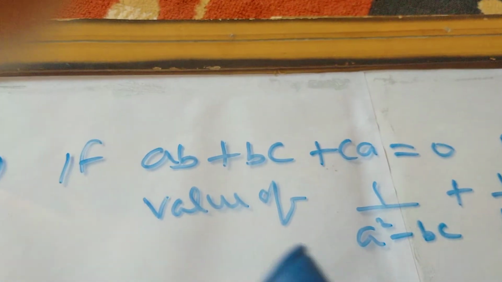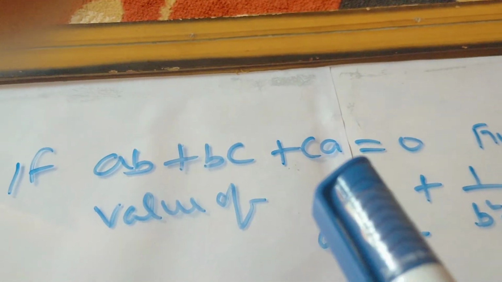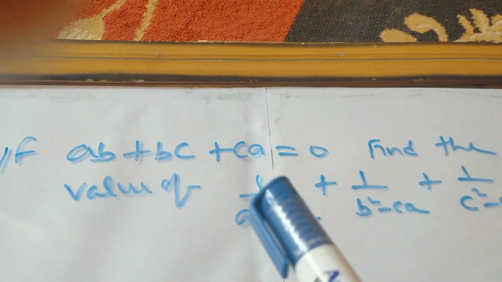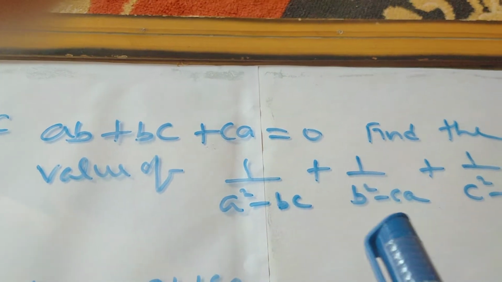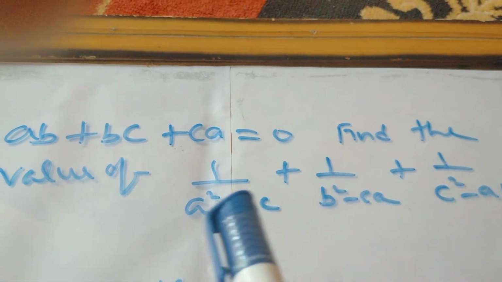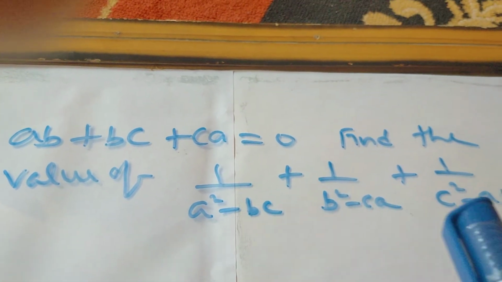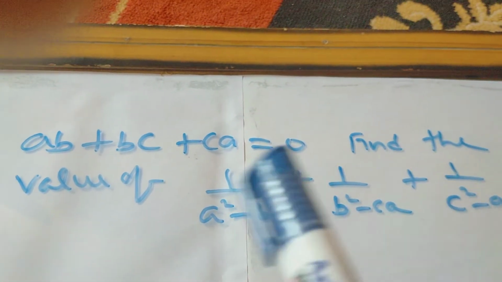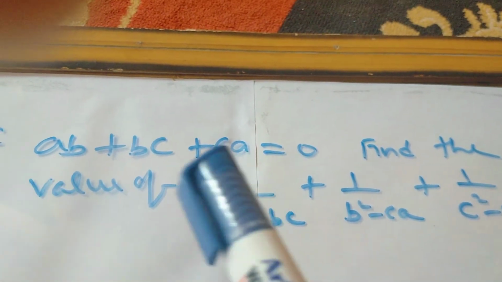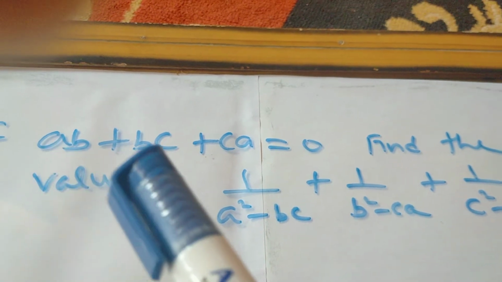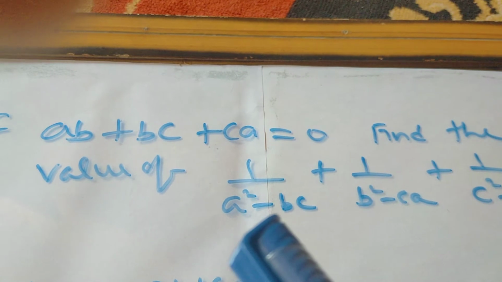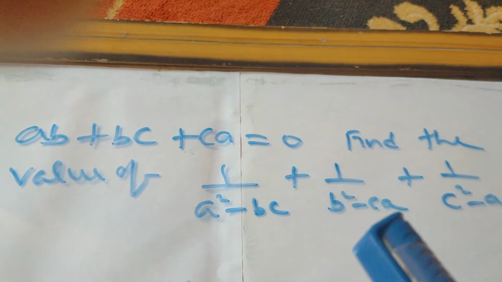Now look at another question. In this question, AB plus BC plus CA is equal to 0. It is given, and we have to find the value of 1 upon A square minus BC plus 1 upon B square minus CA plus 1 upon C square minus AB. So we are interested to find the value of this part. Means what is the final value after solving this portion. So it is given that in place of AB plus BC plus CA I can write 0. So what I did over here, I found the value of minus BC, minus CA and minus AB.